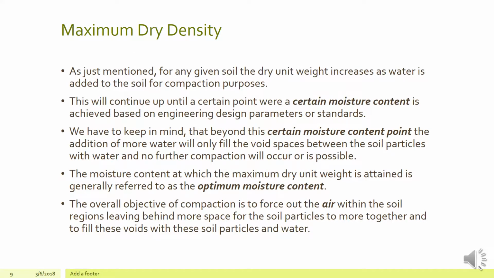The maximum dry density, as we just looked at, for a given soil: the dry unit weight increases as water is added to the soil for compaction purposes. This will continue up until a certain point where a certain moisture content is achieved based on engineering design parameters or standards. Again, we have to keep in mind that beyond this certain moisture content point, the addition of more water will only fill the void spaces between the soil particles with water, and no further compaction will occur or is possible. And the moisture content at which the maximum dry density or dry unit weight is attained is generally referred to as the optimum moisture content.